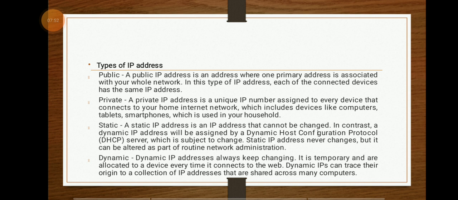The third one is static. A static IP address is an IP address that cannot be changed. In contrast, a dynamic IP address is assigned by a Dynamic Host Configuration Protocol or DHCP server, which is subject to change. So the fourth one is dynamic. What is dynamic? Dynamic IP addresses always keep changing. They are temporary and are allocated to a device every time it connects to the web. Dynamic IPs can trace their origin to a collection of IP addresses that are shared across many computers.